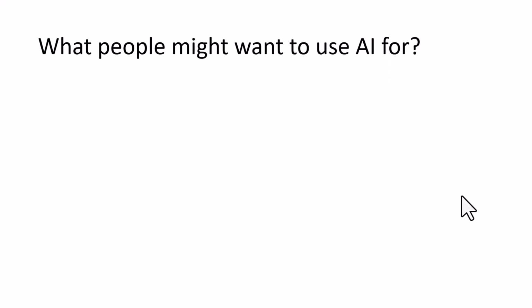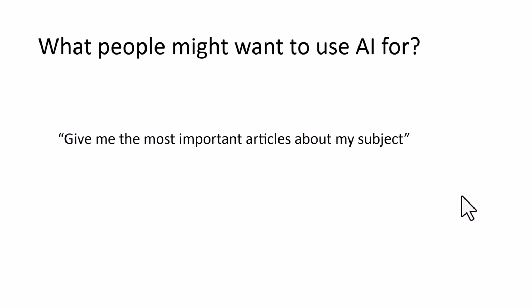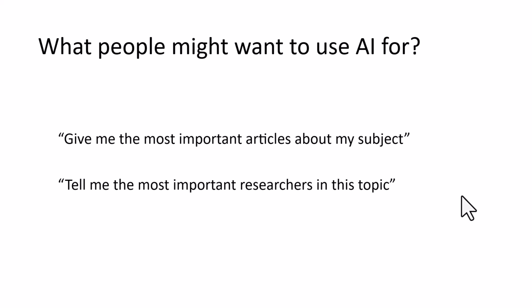Some people might want to just jump in and use AI to save them a lot of time. They might just go to ChatGPT and say, give me the most important articles about my subject. That seems like a fast way of getting the project done. Or they'll say, tell me the most important researchers in this topic. Just give me the stuff, I'll go find it, very easy.